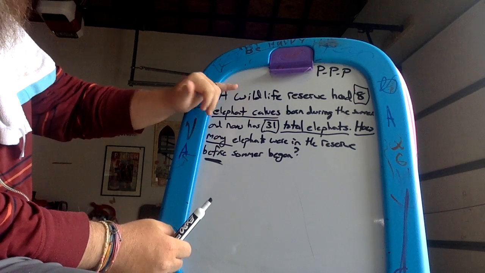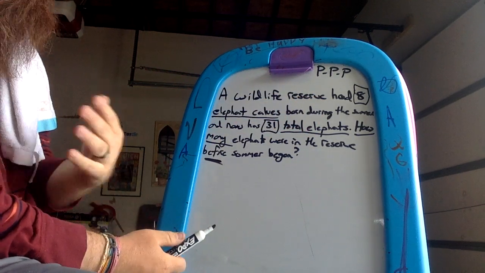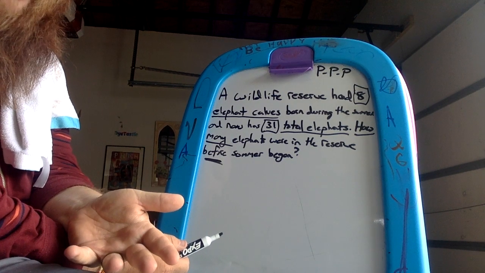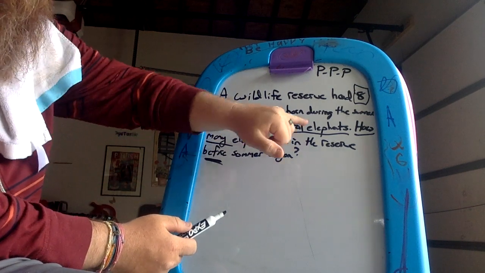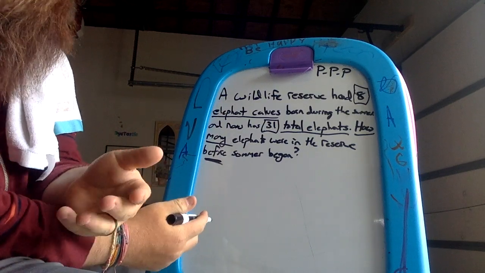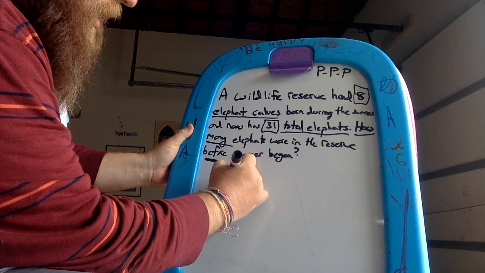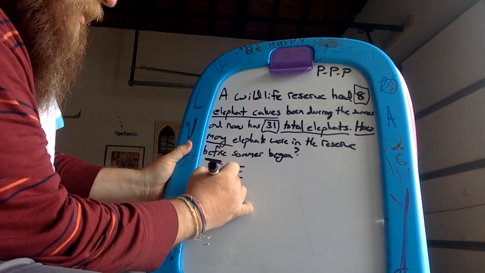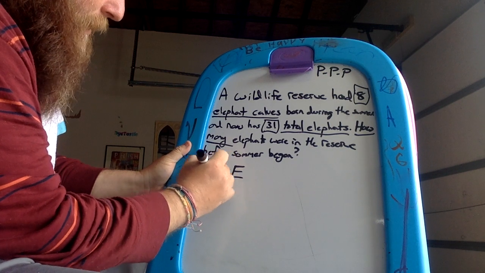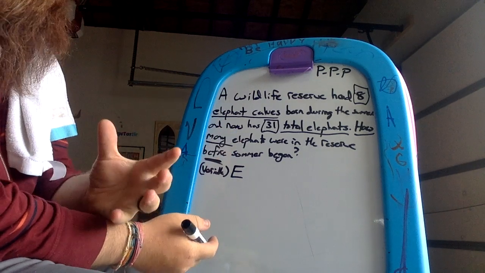Some people may say W for wildlife or S for summer, okay? But the main thing that we're focusing on, that I underlined twice, is elephants and then total elephants. So we want to use the letter E for our variable. So we're going to do E, okay? That's step number 1. So I'm going to put here for you guys, that is the variable. And again, E stands for elephants. It makes the most sense.